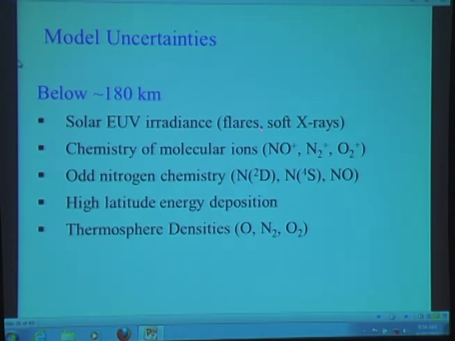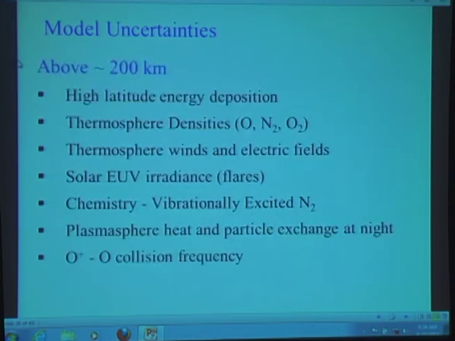The solar EUV irradiance is very, very important, especially the flares, as you can see from the last slide. We still have issues with soft X-rays. That was a particularly good comparison between model and measurement at 104 kilometers, but we don't usually get that good agreement. There's chemistry issues, both in the ions and in the neutrals. High latitude energy deposition can change things, and there are still some uncertainties in thermospheric densities.